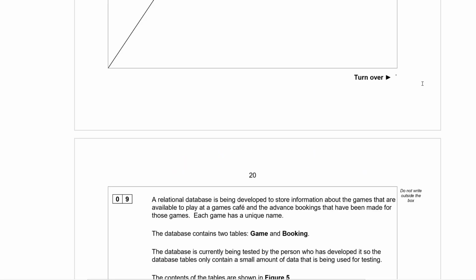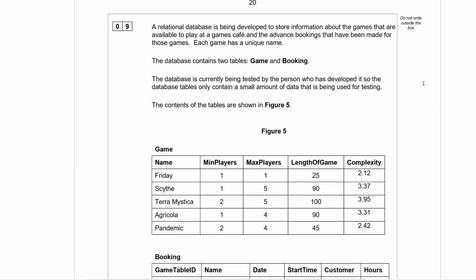And question 9, we've got a question on databases, which you're going to get in every paper from now on. I've heard people hope they're going to avoid it, but I think there's always going to be at least one on databases, because you have to do some practical stuff in this paper, and this is the only practical topic, you could argue.